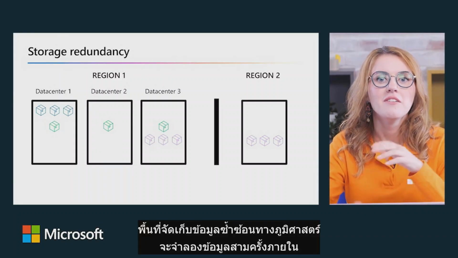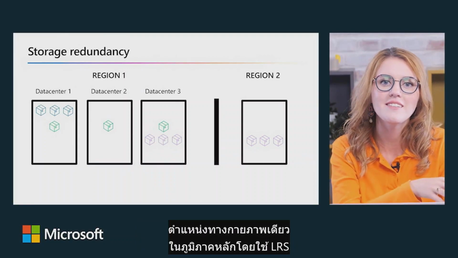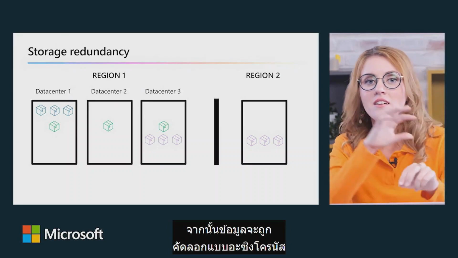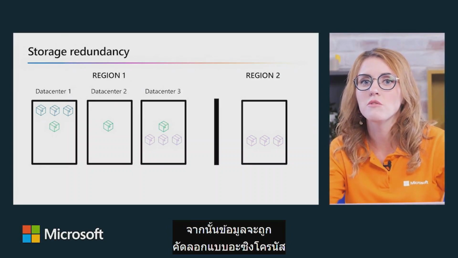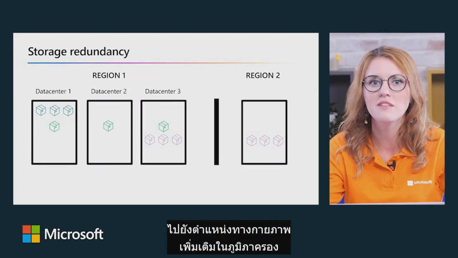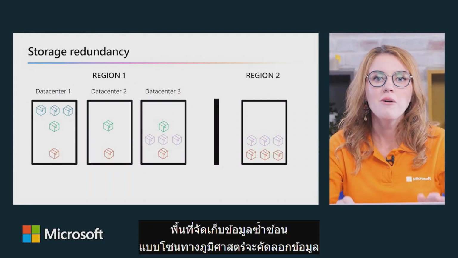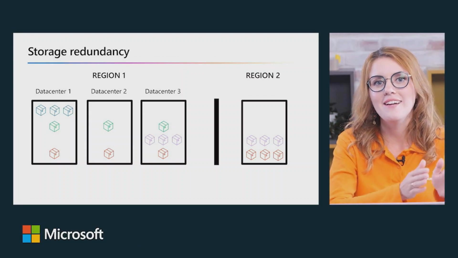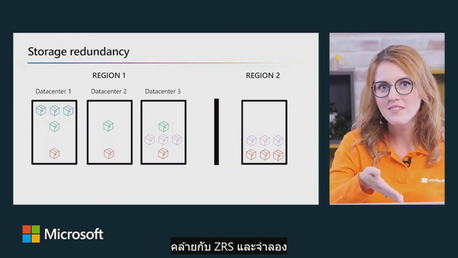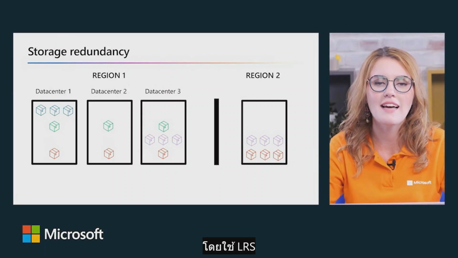Geo-redundant storage replicates data 3 times within a single physical location in the primary region using LRS. Then, the data is asynchronously copied to an additional physical location in a secondary region. Geo-zone redundant storage copies data to 3 Azure availability zones in the primary region, similar to ZRS, and replicates it to an additional geographical region using LRS.